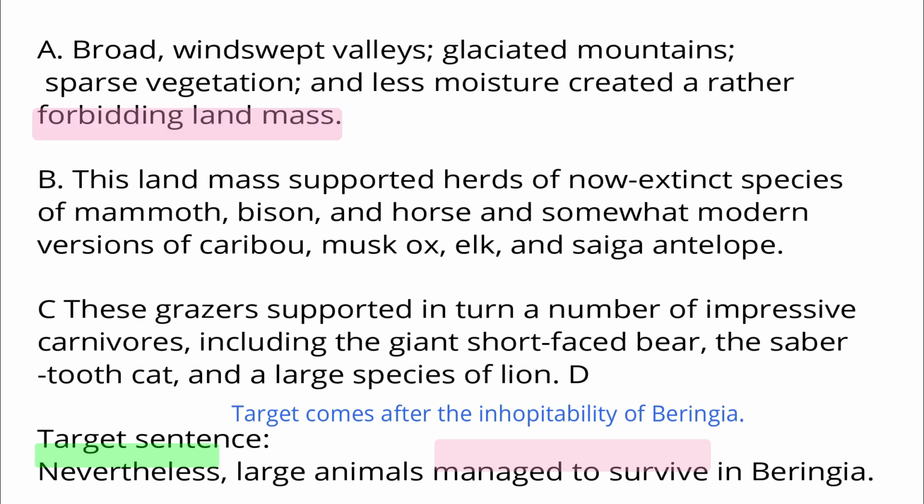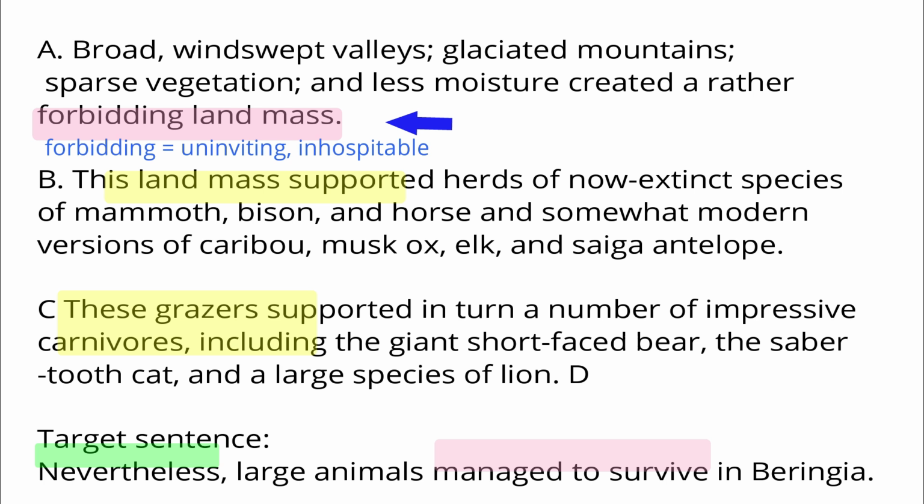A talks about how forbidding, meaning uninviting, inhospitable, Beringia was. So after A is a good place for the target sentence. Target sentence. Despite the condition, large animals were able to survive there. B says Beringia supported various large grazing animals. C says the grazing animals in turn became food for carnivores. Placing the target sentence after A provides a natural flow. Answer, B.